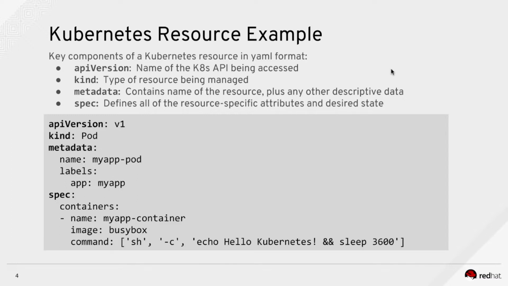And the spec field there, containers, and this is where we basically define all resource-specific attributes such as state. You'll see the name of the container itself, the image being consumed, the Docker image BusyBox, and even a command which launches a shell and does a hello world type message and then falls into a sleep state. The API version, going back to that, you'll notice it's just v1 because Kubernetes upstream is still at version 1.x. 2.x is on the horizon, so this likely will change with Kubernetes 2.0 and OpenShift 4.0 moving forward.